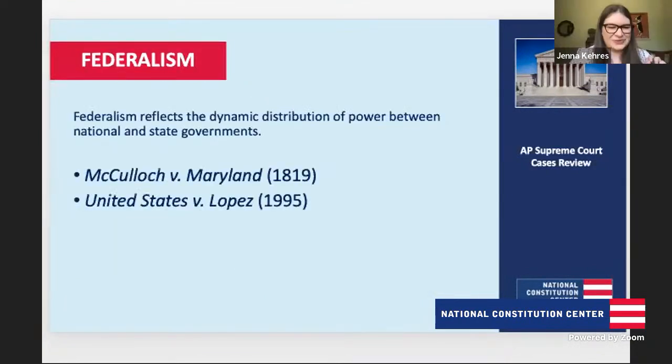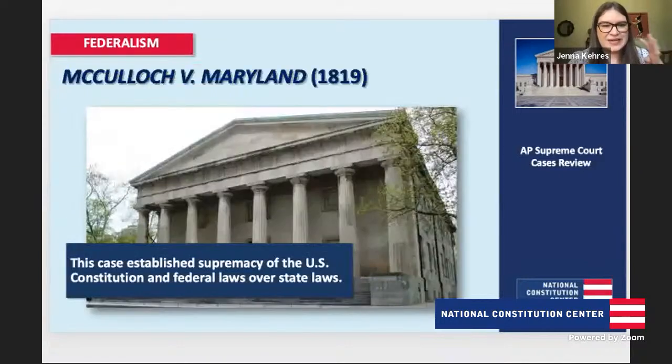Got it. Okay, so we're going to look at federalism and two cases, McCulloch v. Maryland and United States v. Lopez. So very shortly after Marbury, McCulloch v. Maryland, we're still in that founding era, 1819. So what do we know? What do we need to know about this case?